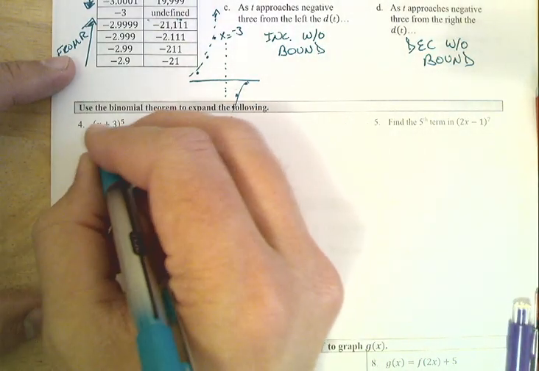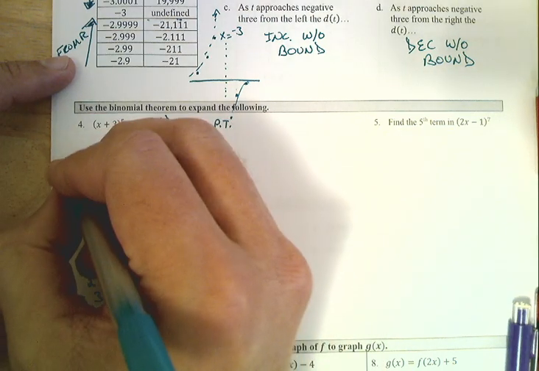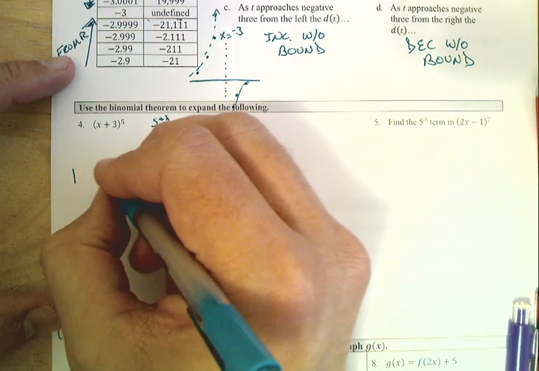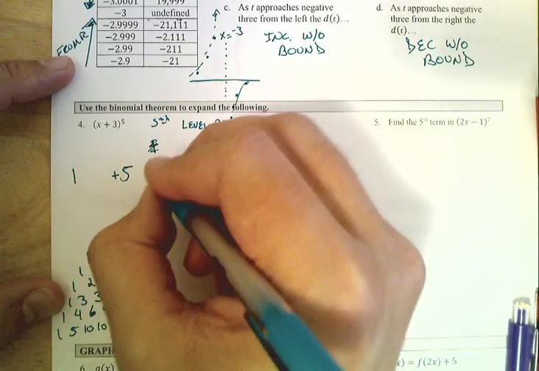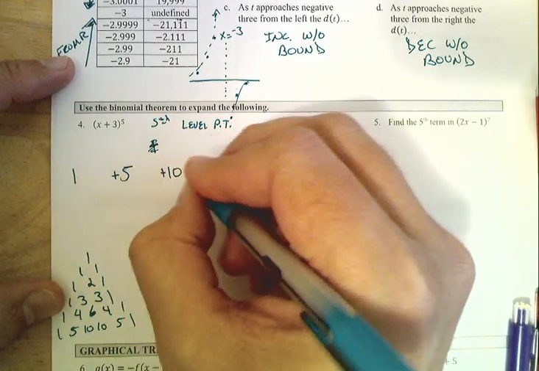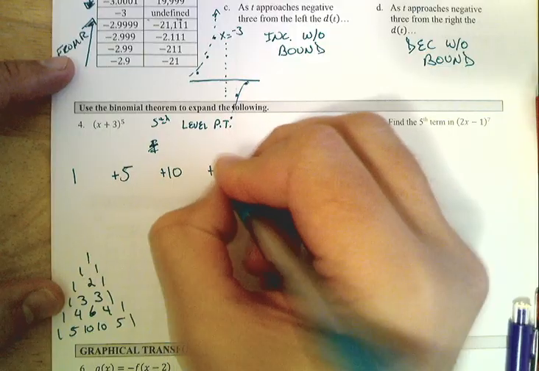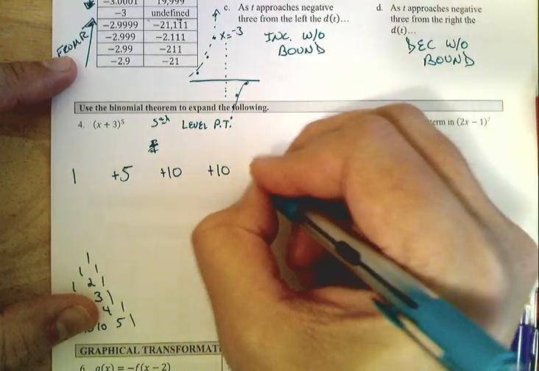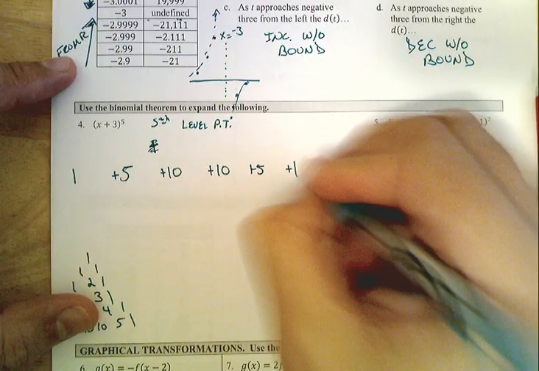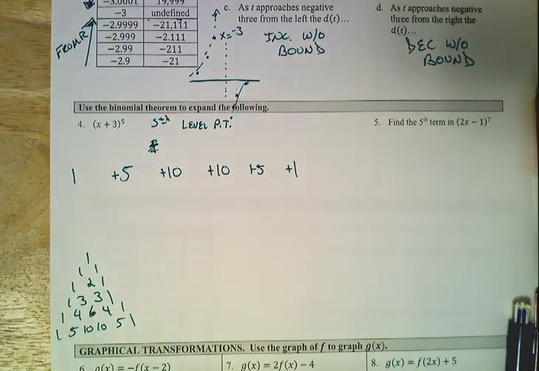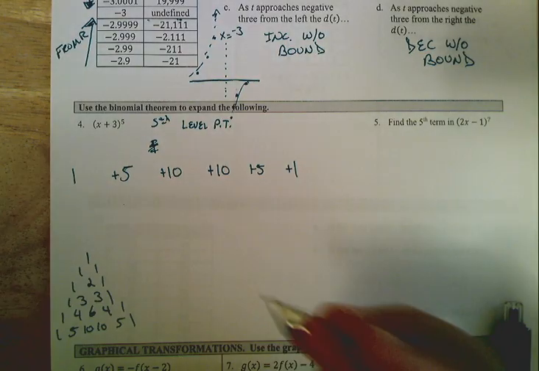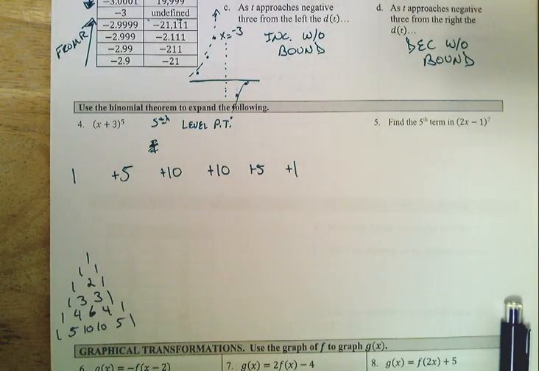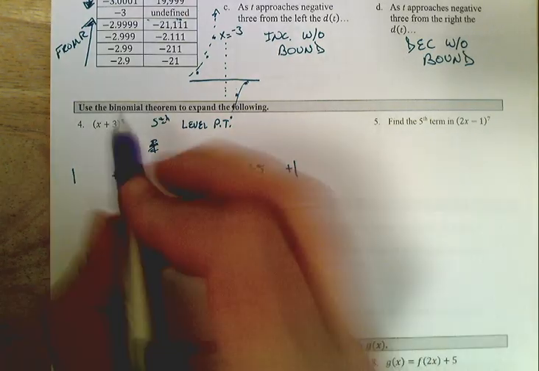So the coefficients are going to be 1, and then we'll have plus 5, plus 10, plus 10, plus 5, and then a plus 1 over here. Now I need to do the a and b here.